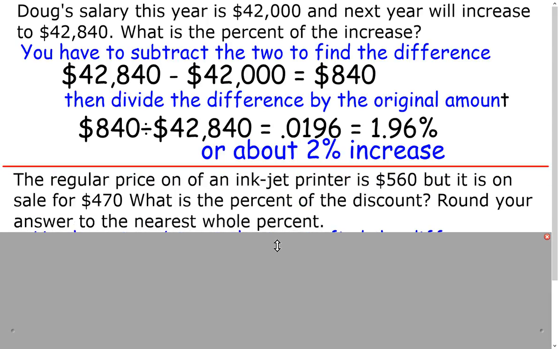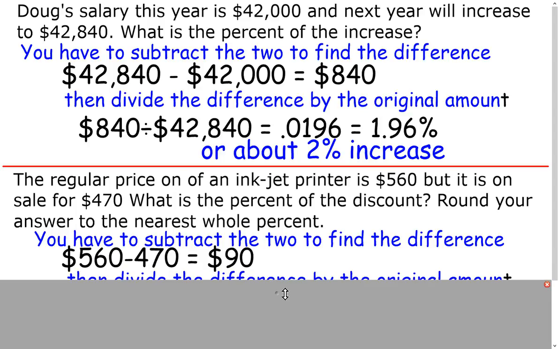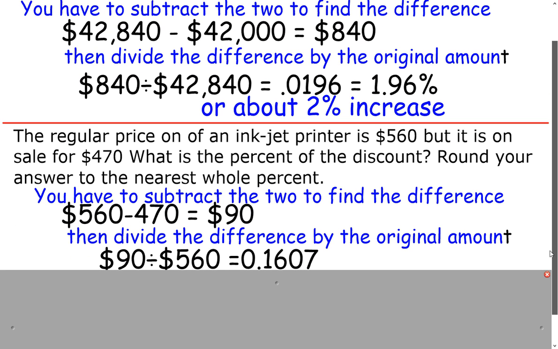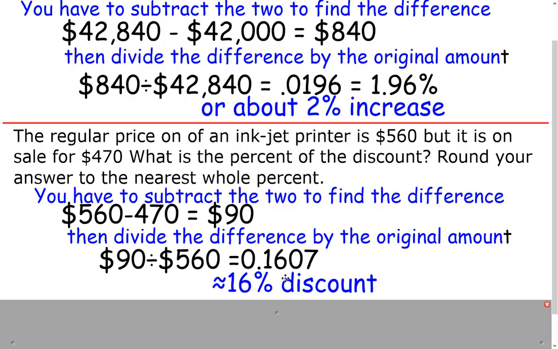Last problem, the regular price of an inkjet printer is $560, but it's on sale for $470. What's the percent of the discount? And round to the nearest whole percent. Same process here. Subtract the two to find the difference. Subtract it and you get $90, and then we're going to take that difference divided by the original amount. So it's 90 divided by 560. When you do that, you get 0.1607. Move the decimal place over 1, 2. And you get 16%, so about a 16% discount.